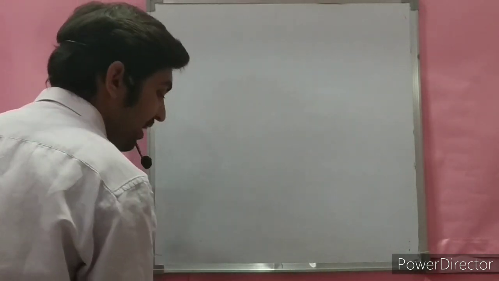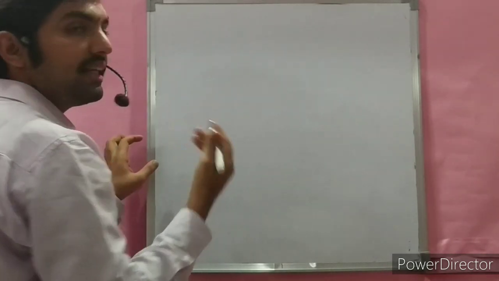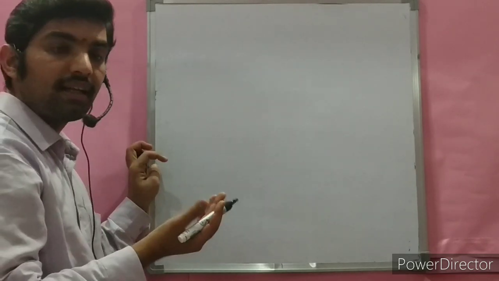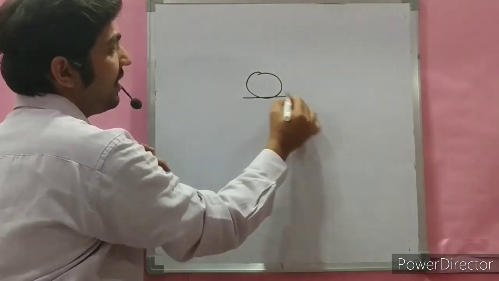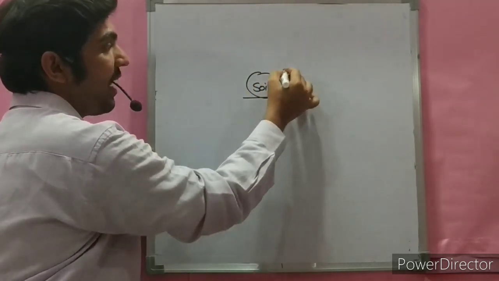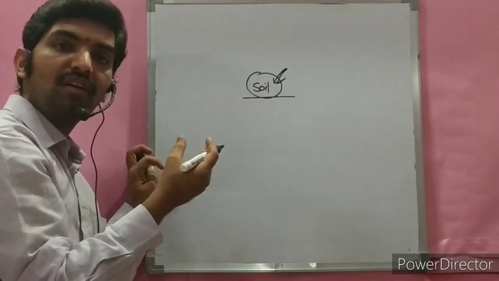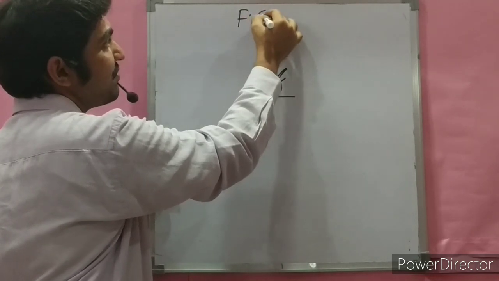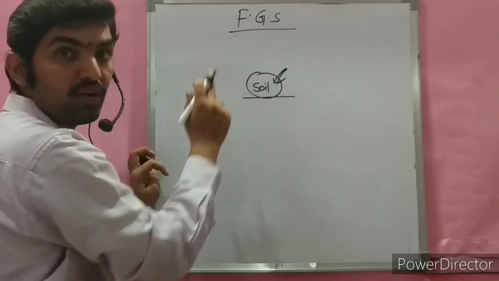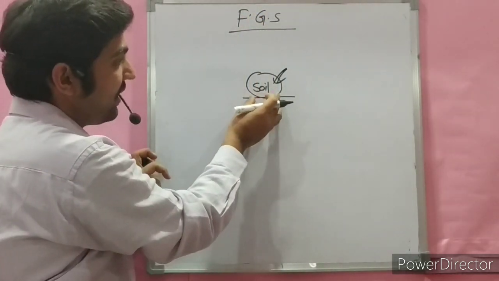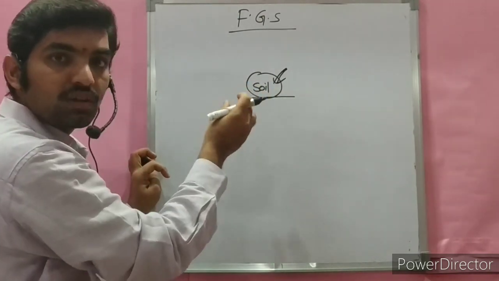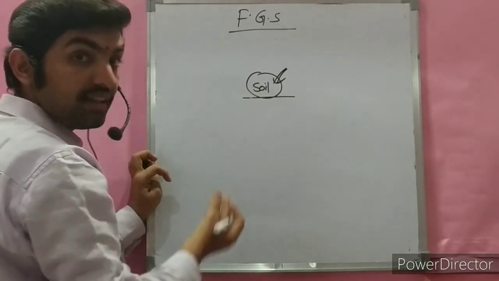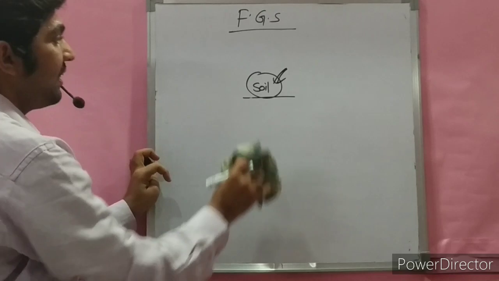The behavior of fine-grained soils, we say, changes depending upon the water content. So take a soil sample. Let us say this is the soil sample. Add water to the soil sample, and the behavior of the soil sample changes. In the case of fine-grained soils, FGS, the point to be noted here is that water content influences the soil mass largely. How does it influence? We will see through the diagram.